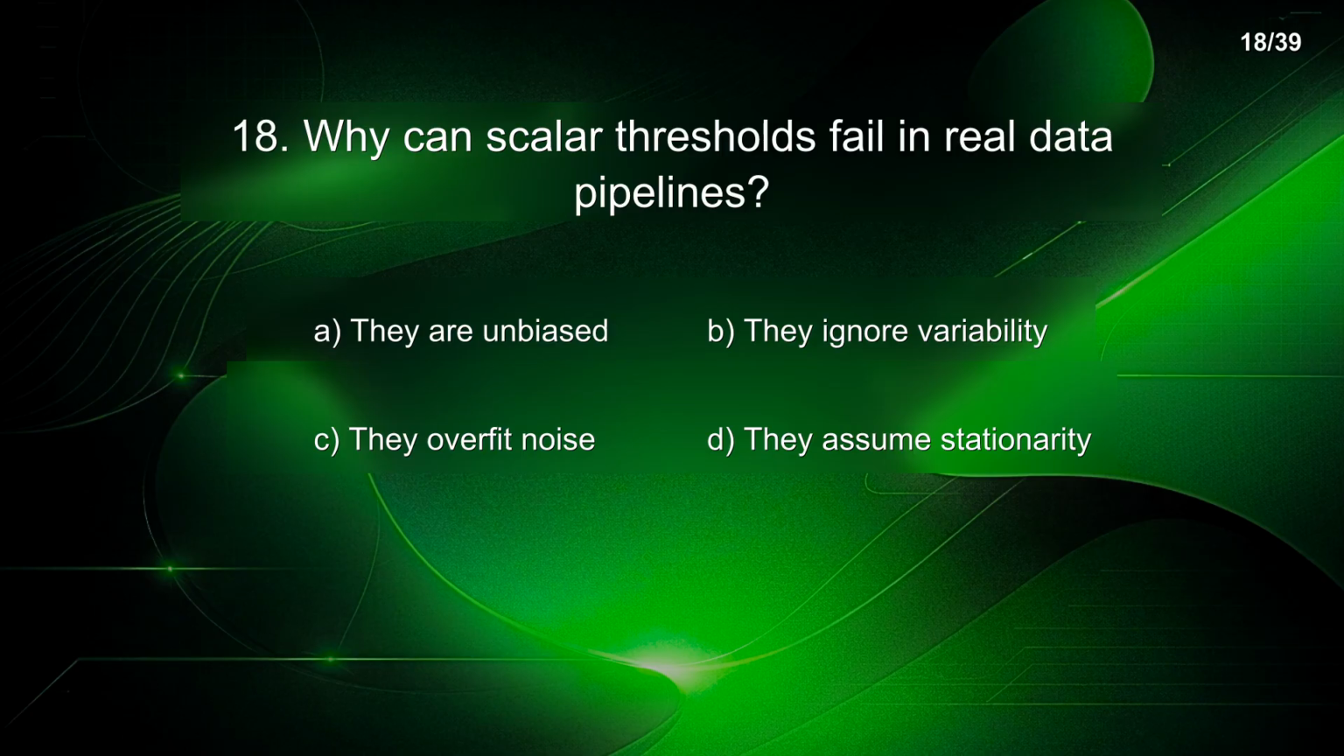18th question. Why can scalar thresholds fail in real data pipelines? A. They are unbiased. B. They ignore variability. C. They overfit noise. D. They assume stationarity. Correct answer is B. They ignore variability.